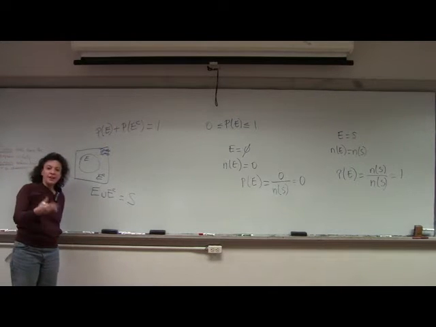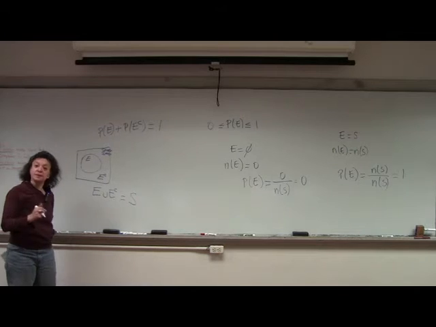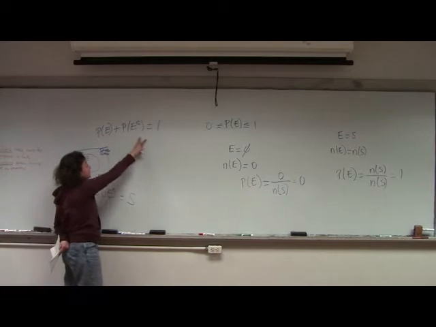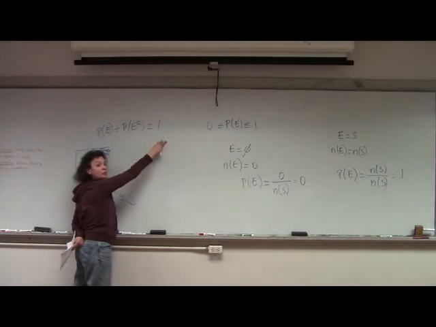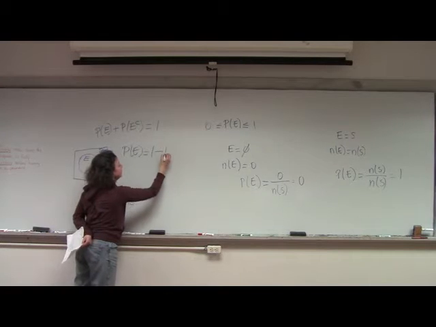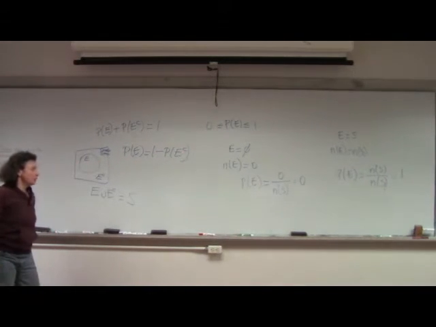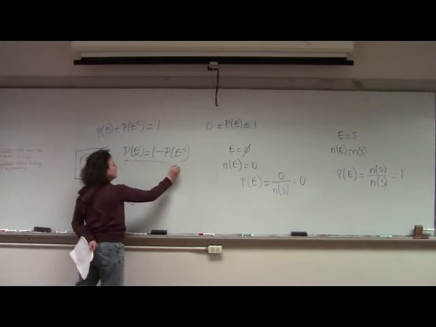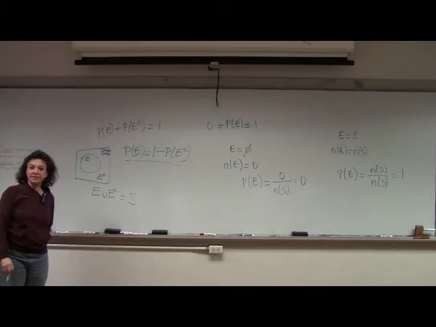Because sometimes finding the probability of an event might be quite difficult, but you can find the probability of the complement with relative ease, okay? And if that's the case, you can do a little algebra here, just subtract the probability of E complement from both sides, and you get that the probability of an event is 1 minus the probability of its complement. Okay? This is another formula that turns out to be really quite useful.